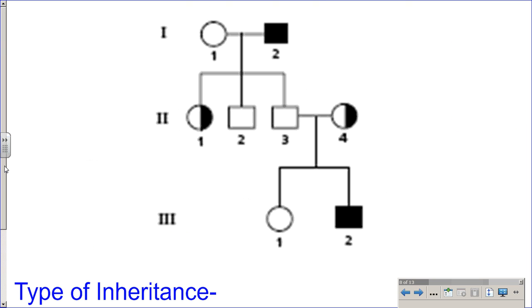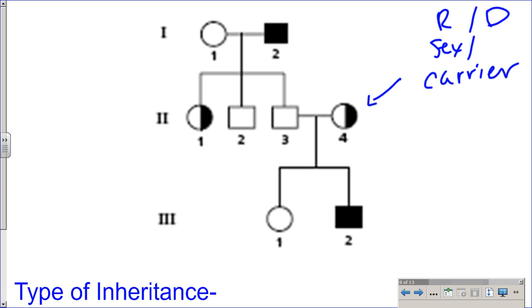Okay, moving on. This one, I didn't explain before. When you see a half-shaded circle, it means they are a carrier, right? And so that's going to be telling you something kind of special. So raise your hand if you know, one, is it recessive or dominant, and two, is it autosomal or sex-linked?